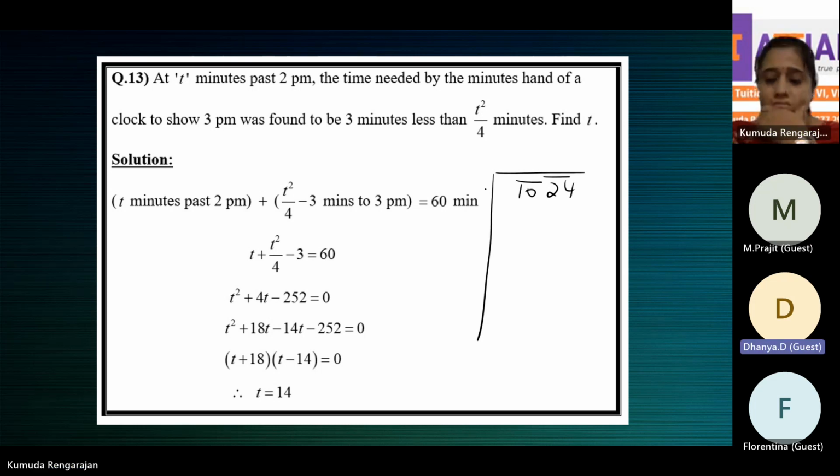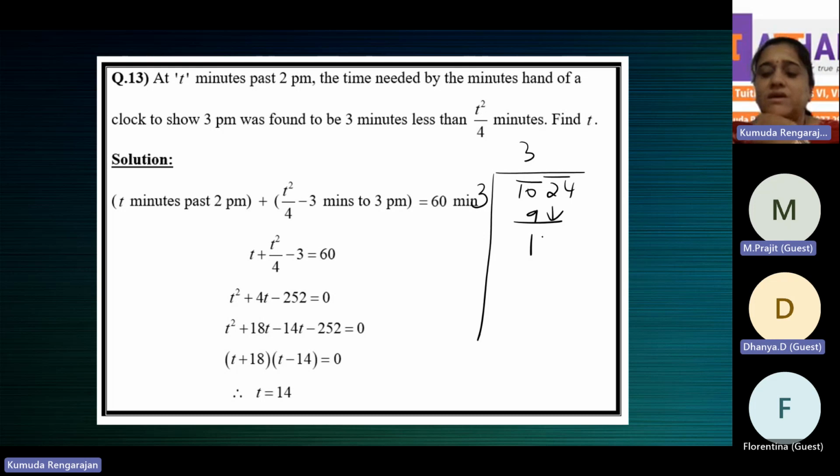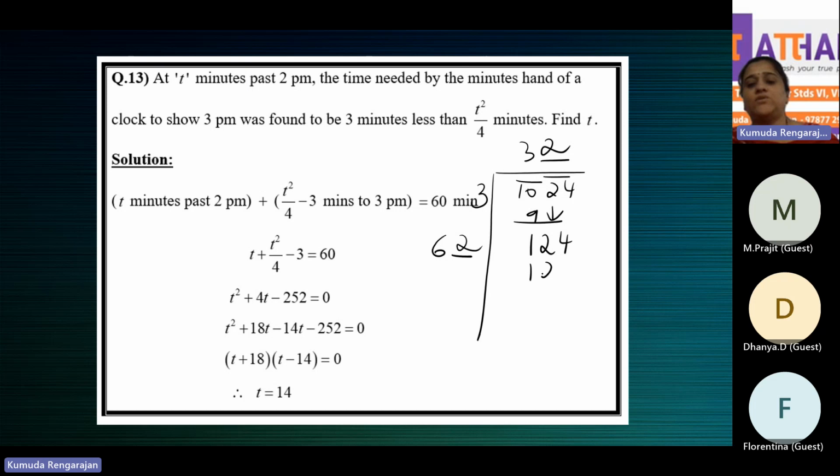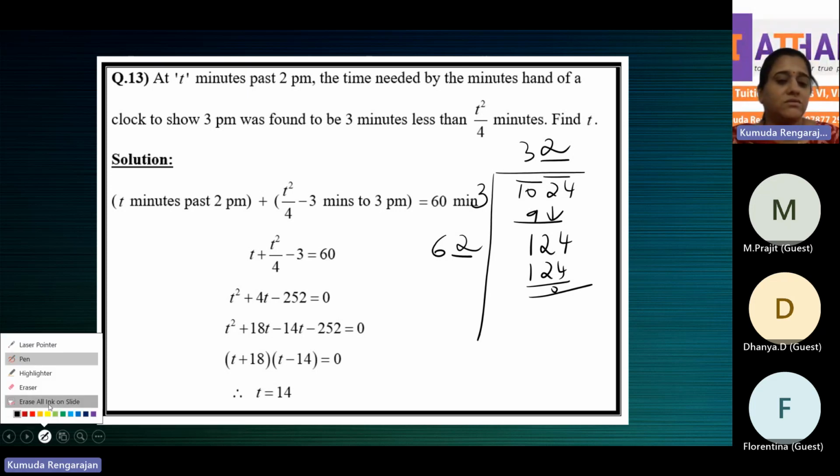We have to pair the terms, ma'am. Then 3 3s are 9. 1 is a remainder. Bring the next pair down. Double the quotient. 62 into 2 is 124. So this is how you find the square root. So you need to know all this.